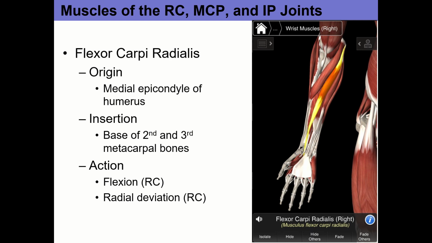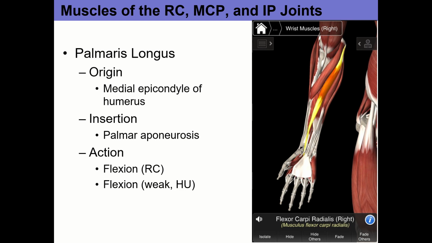All right, so that's flexor carpi radialis. Then we're going to move on to palmaris longus. I have to apologize. My picture here is still flexor carpi radialis, but palmaris longus is here. The muscle that should be highlighted is this one that I'm mousing over the belly. That's your palmaris longus. Again, it also originates from the medial epicondyle of the humerus. The insertion is the palmar aponeurosis.